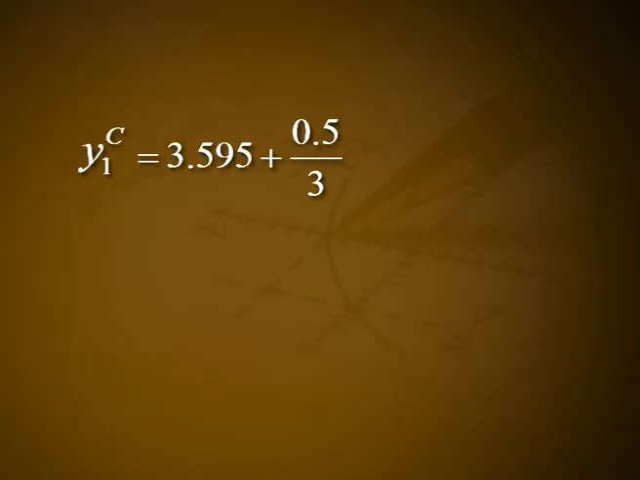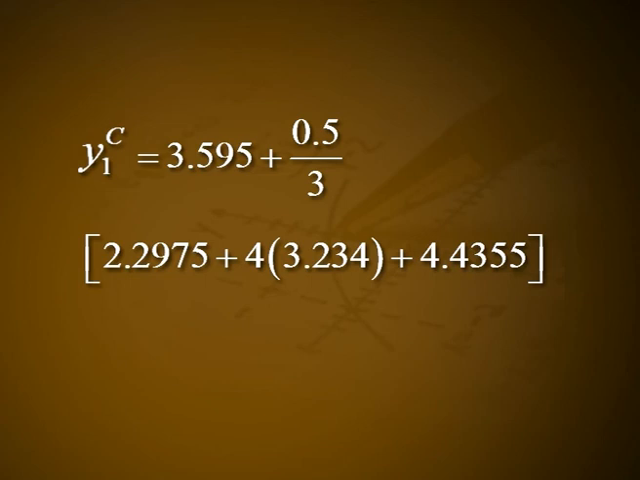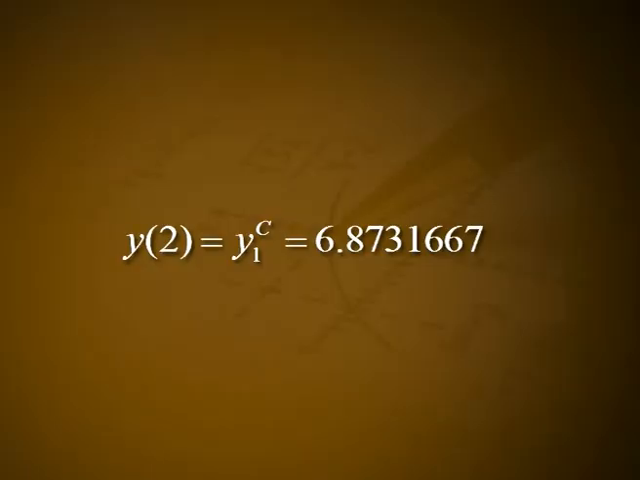4.4355. Thus, the corrected value is given by y1c equal to 3.595 plus 0.5 by 3 into 2.2975 plus 4 into 3.234 plus 4.4355, that is equal to 6.8731667. Hence, an approximate value of y at x equal to 2 is taken as y at 2 equal to y1c, that is equal to 6.8731667.